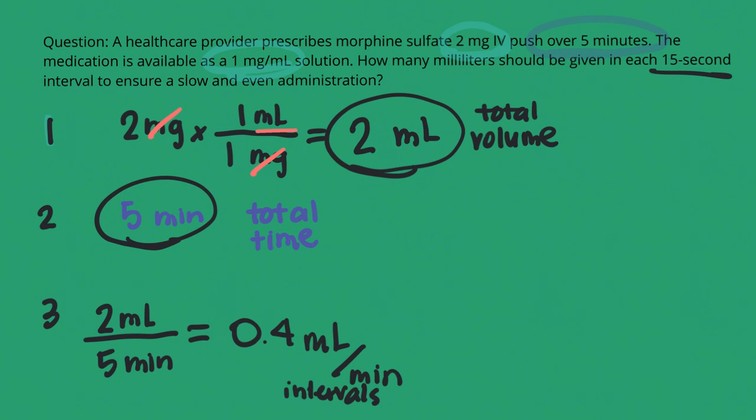Again, we know that we should be dividing by 4 in this case because there are 4 intervals of 15 in 60 seconds. So 15, 30, 45, 60, that's 4 intervals, 60 seconds. That's going to give us, if we take 0.4 divided by 4, we're going to get 0.1 milliliters per 15-second interval. And that's our final answer, 0.1 per 15-second interval.